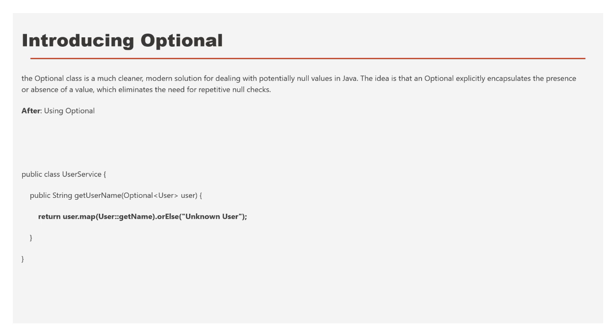As we already discussed, Optional is a class designed in a modern way for dealing with potential null pointer checks, so we can check null values. It encapsulates the presence of an object or a value, which eliminates repetitive null checks. Using Optional, if you see here in the return statement, user dot map checks whether it is null or not, and if it doesn't find a value, it returns an alternative value instead.